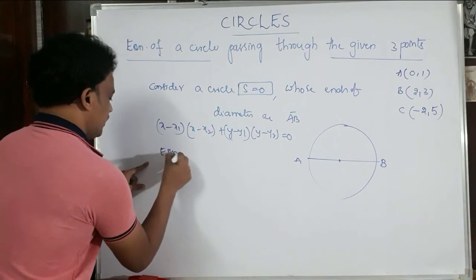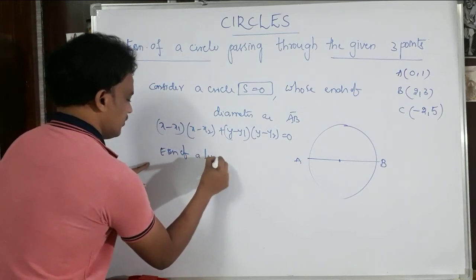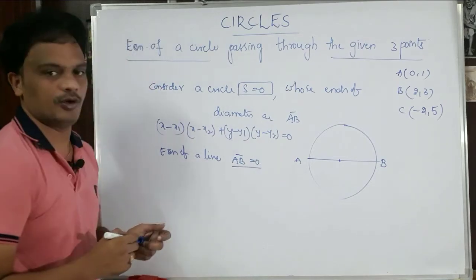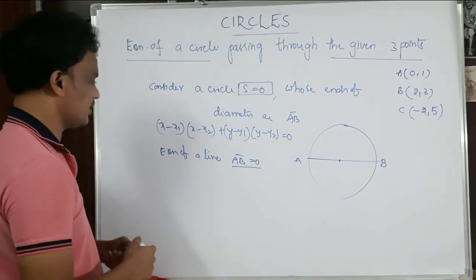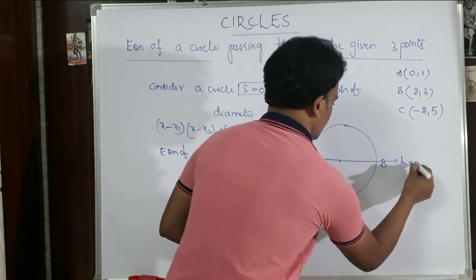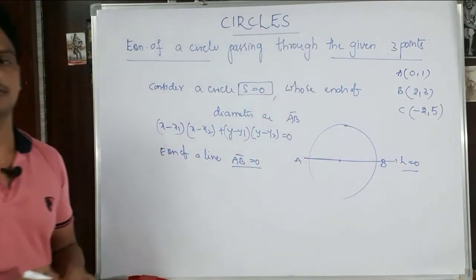And find the equation of the line AB, equals 0. It is better to find the equation of the line L equals 0 also. Please find out this one, the line equation L equals 0 also.